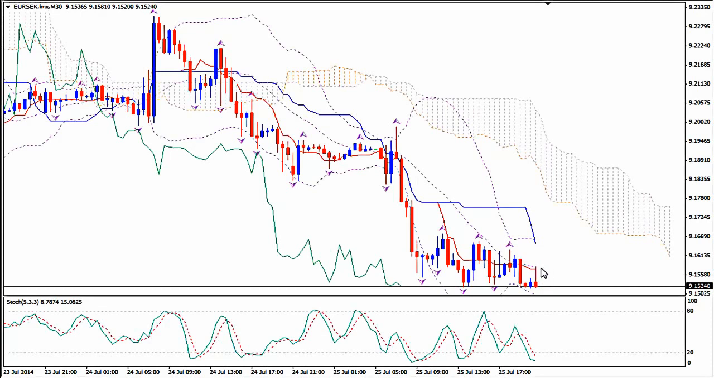But even if you see a bullish price Tenkan-sen cross, and then a corrective move for a while, and then a bearish price Tenkan-sen cross on M30, the 30 minutes time frame, enter short with the bearish price Tenkan-sen cross after a correction.